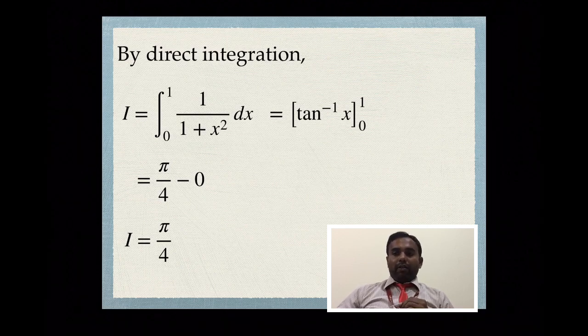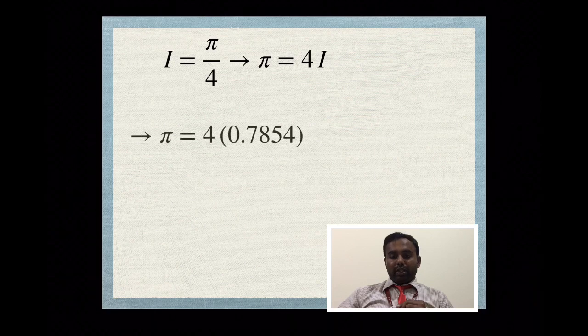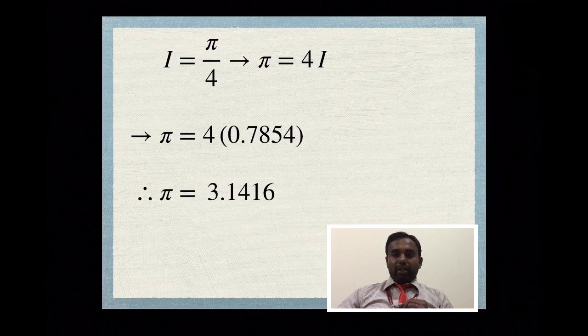Now, when I is equal to pi by 4, it obviously means that pi will be equal to 4 times I. Just cross multiplying it, I am getting pi is equal to 4 into I. And over there, I will substitute the value which we got after simplification, right? So pi is equal to 4 times 0.7854, and the value is pi is equal to 3.1416, which is the approximate value of pi. Agree with this?